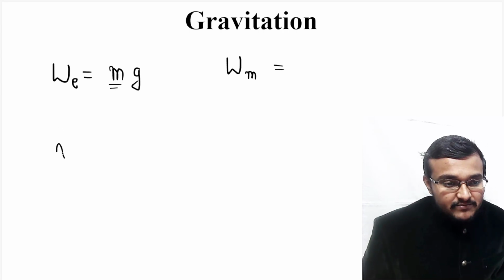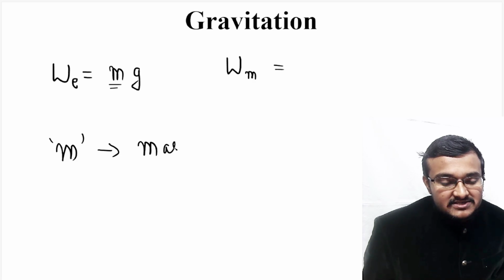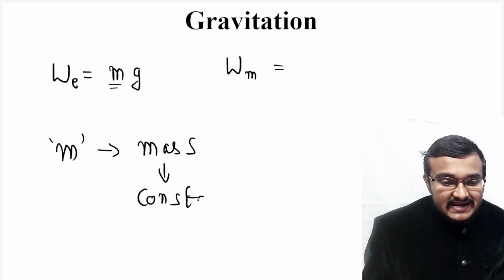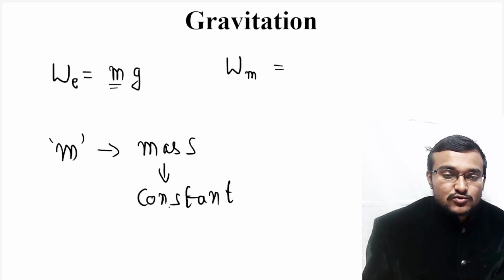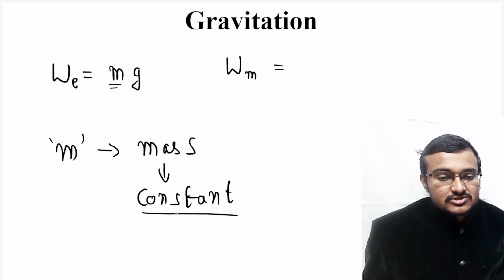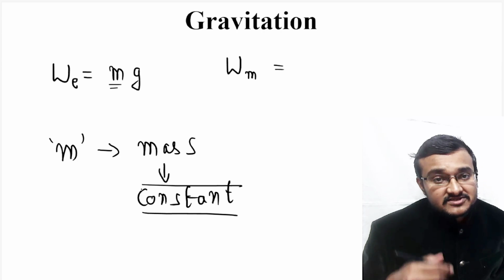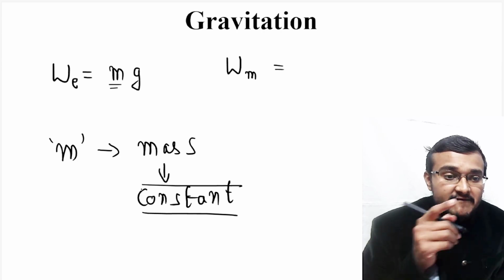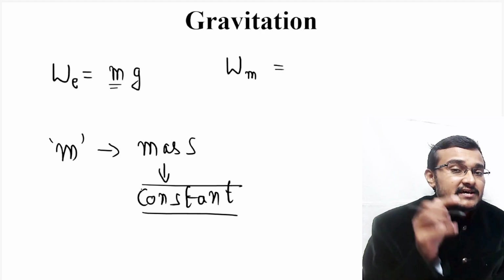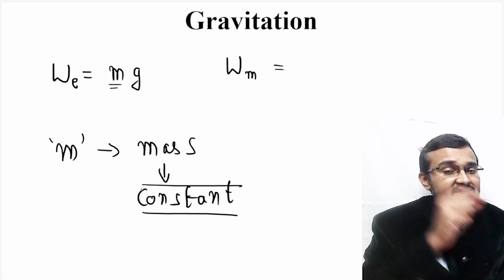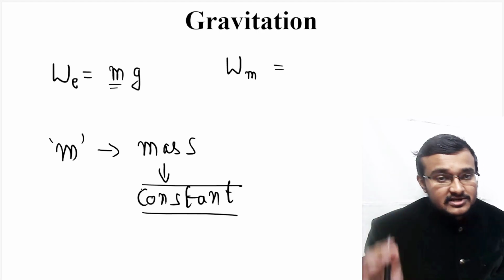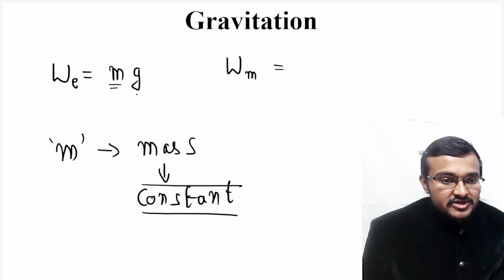So for example, if m is the mass of a particular object, this mass is constant in the entire universe. Wherever this object goes in the universe, its mass is always constant. It doesn't change. But weight changes based on the gravitational force of the planet on which that particular object is lying. So here g is the acceleration due to gravity on Earth. I will write this as g_E.